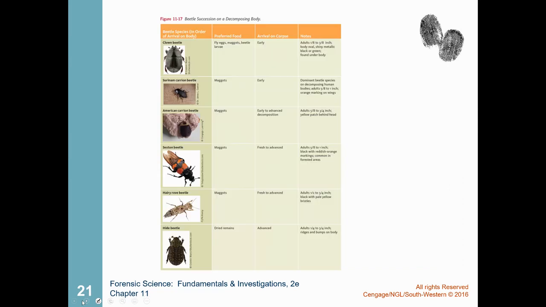Okay, so here we go. Here we have different beetles and approximately what time they would arrive on a corpse, right? Very early in the stage, here we have the clown beetle. The clown beetle's preferred food is fly eggs and maggots. So now not only do the maggots decompose the flesh, but we have beetles that eat the maggots. This is all part of a cyclical food chain.